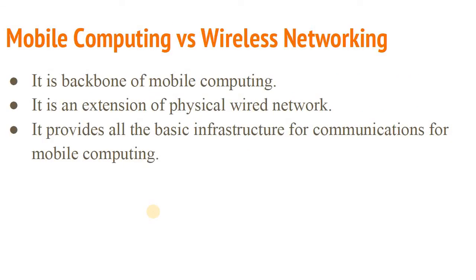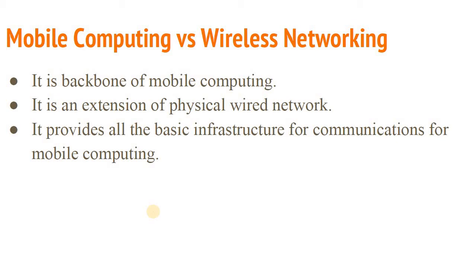So these are certain points which show the difference between mobile computing and wireless networking. The first point I already told you: it is the backbone of mobile computing. Wireless networking and mobile computing are different things, obviously, because the infrastructure of mobile computing is different and the infrastructure of wireless networking is totally different. Infrastructure wise, as well as configuration wise, they are totally different kinds of devices.